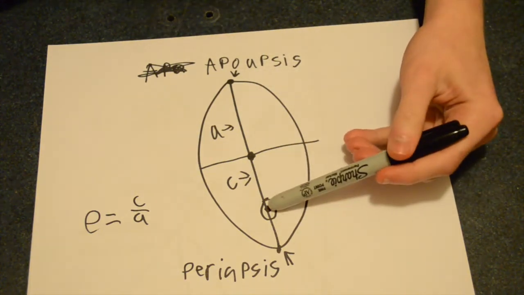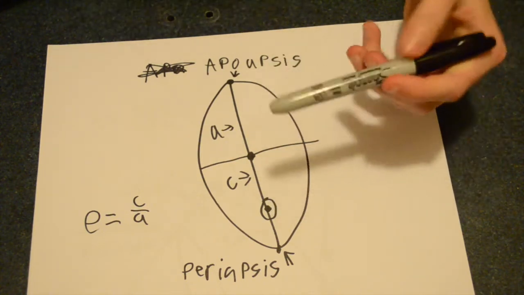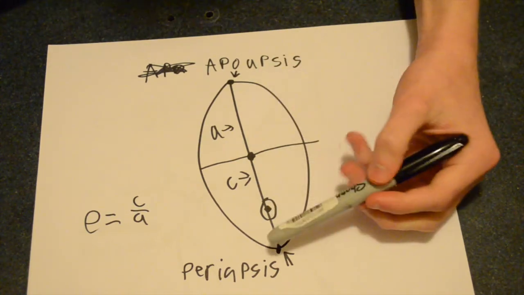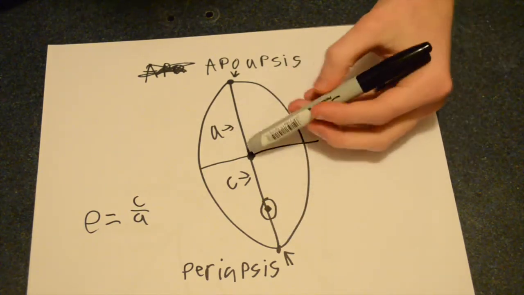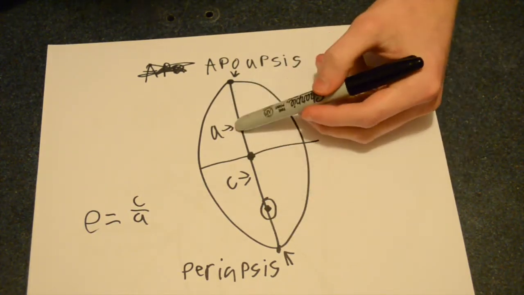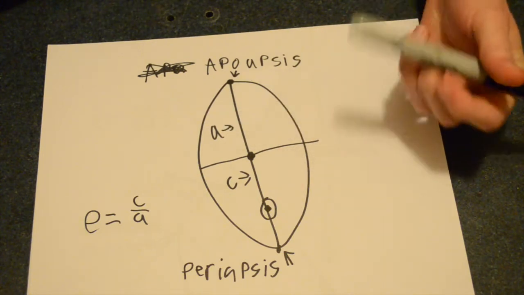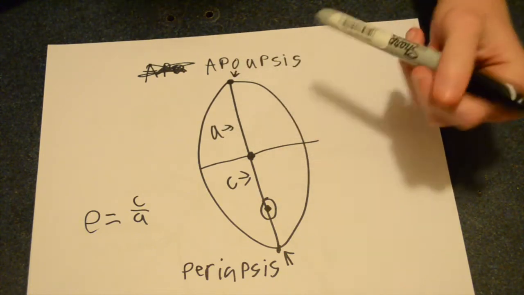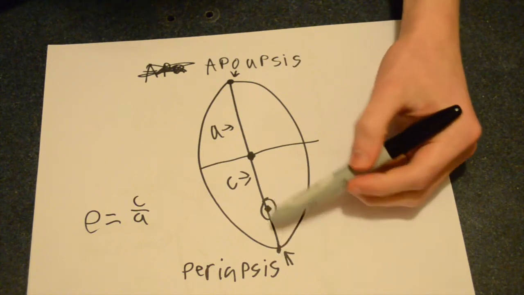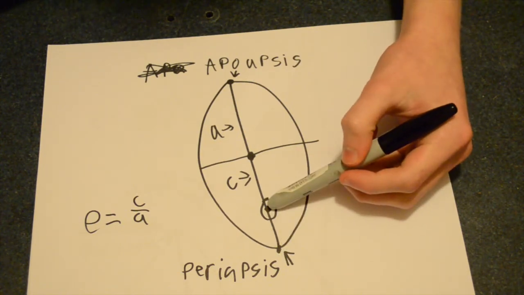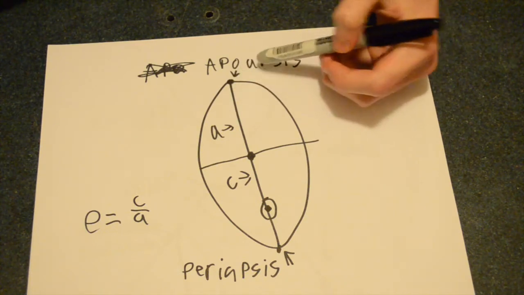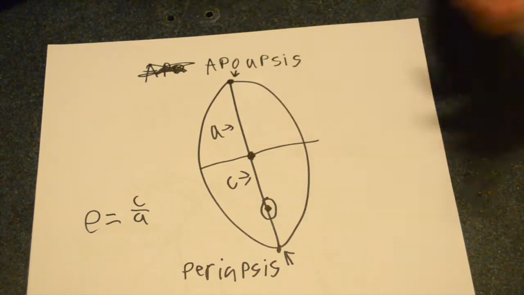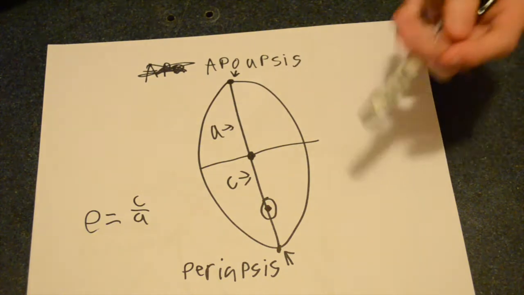Now here is the planet, poorly drawn, but okay. And this large line is the major axis. Half of that is the semi-major axis, denoted A. And then the point closest to the planet is the periapsis, and the point farthest from the planet is the apoapsis, which isn't really relevant right now.